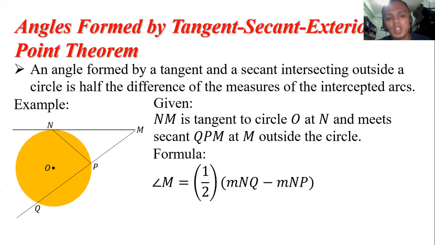Now, our formula is that the measure of angle M is equal to half of the measure of arc NQ minus half of the measure of arc NP. It says half the difference, so we subtract the measures of the intercepted arcs. So angle M has two intercepted arcs, and those are NQ and NP. To find the measure of angle M, we subtract NQ and then NP.